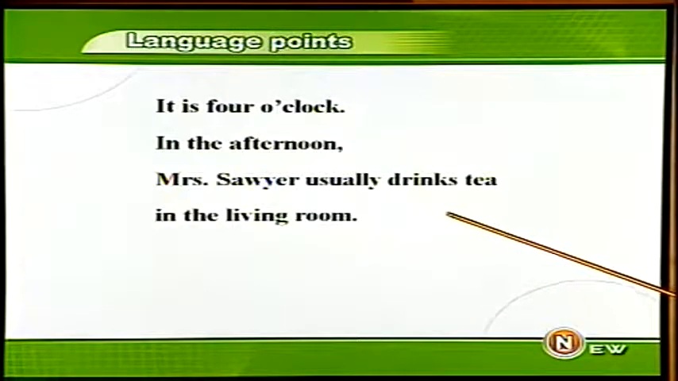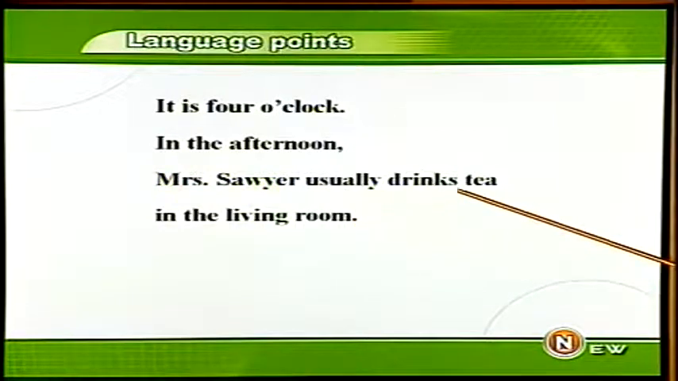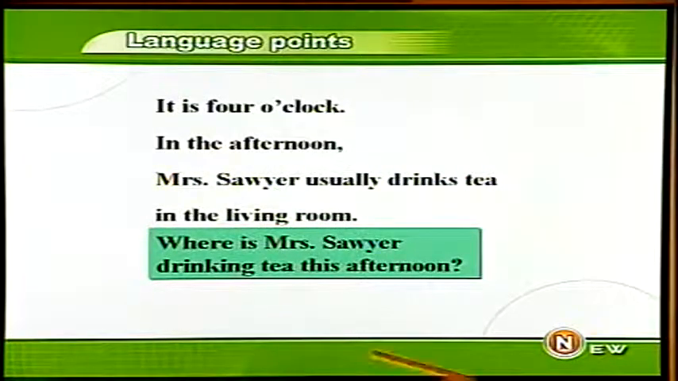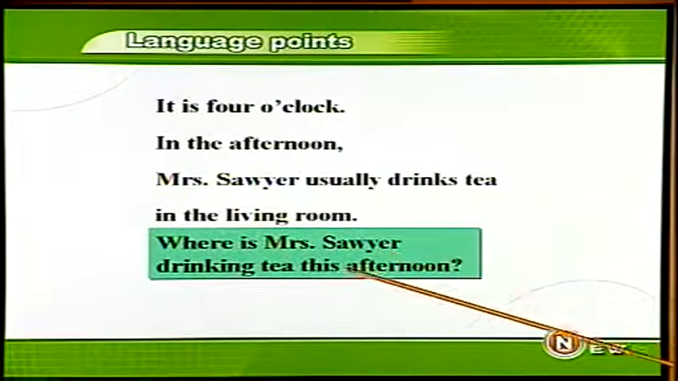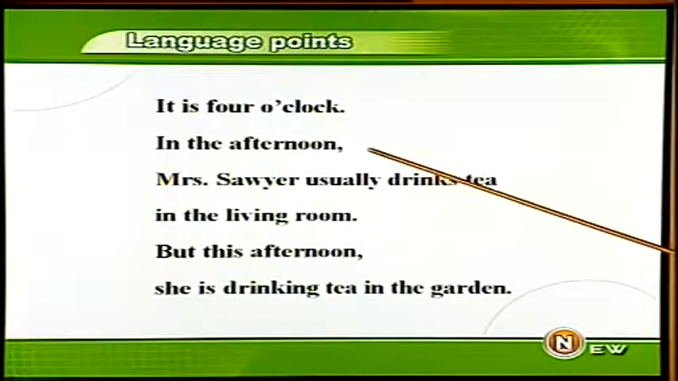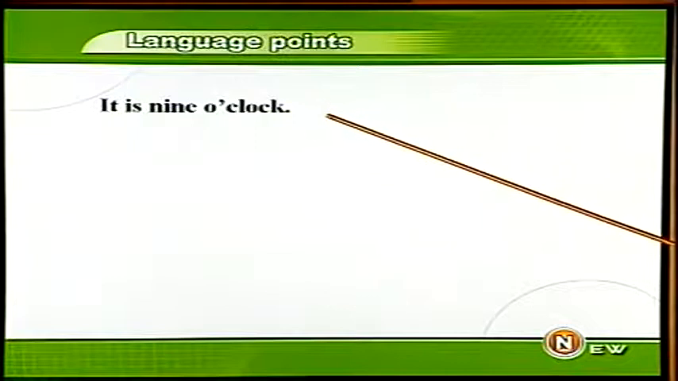It is 4 o'clock. 现在是4点钟。In the afternoon, Mrs. Sawyer usually drinks tea in the living room. 下午，Sawyer 太太通常在起居室喝茶。那么 in the afternoon 讲述的是一般的情况。Where is Mrs. Sawyer drinking tea this afternoon? 那么今天下午，Sawyer 太太在哪儿喝茶呢？问的是正在发生的动作。But this afternoon, she's drinking tea in the garden. 但是今天下午，她正在花园喝茶。请注意，在这2个句子当中，in the afternoon 指的是一般情况，而 this afternoon 指的是特殊情况。同样的，如果你想说今天早晨 this morning，今天傍晚 this evening。It is 9 o'clock.